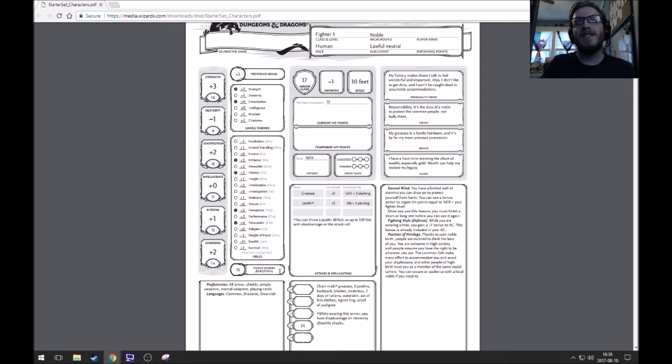There is a math error on this. That is hilarious. So, oh no, there's not. I was reading the wrong line. That's persuasion. It's 13. So 10 plus your perception is 3, so that's 13. Sorry about that.